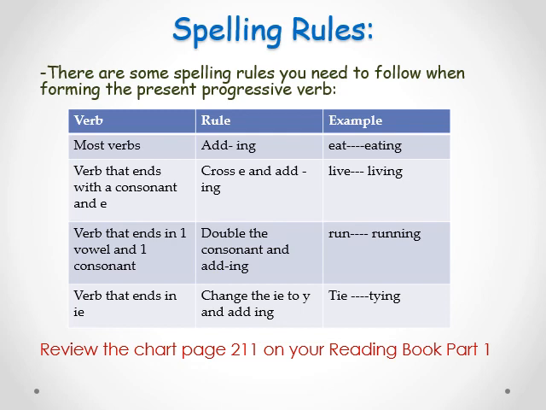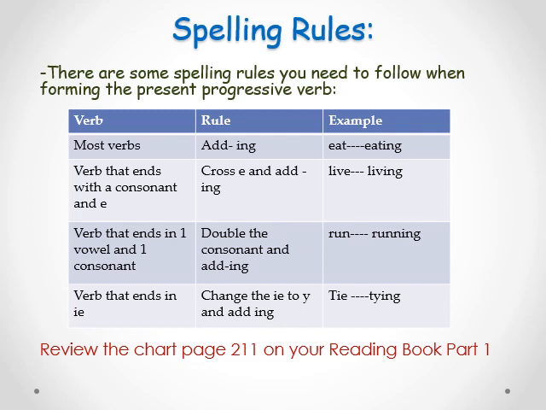There are certain spelling tips that you need to follow when forming the present progressive verbs. Mainly, these are the most common spelling rules. I'm going to explain them, and afterwards you're going to open your books in order to review the chart with further examples. Basically, most verbs, you add to them ing. Example, eat, you just add ing. Most verbs take ing at the end of the verb.